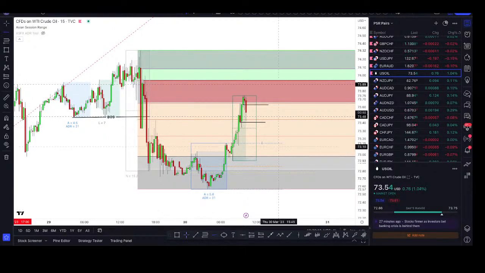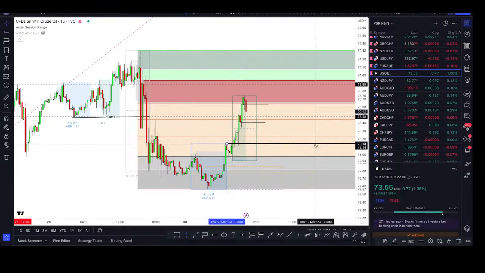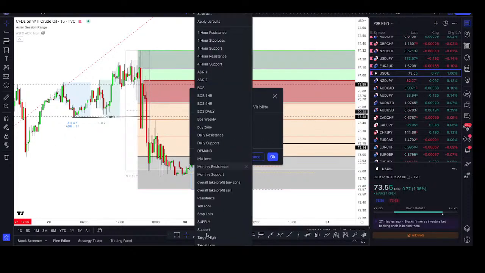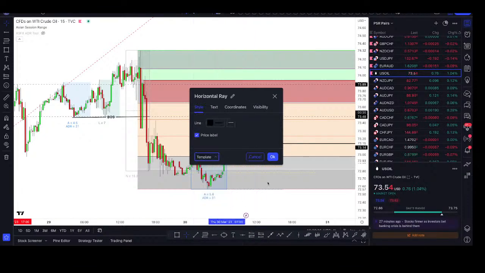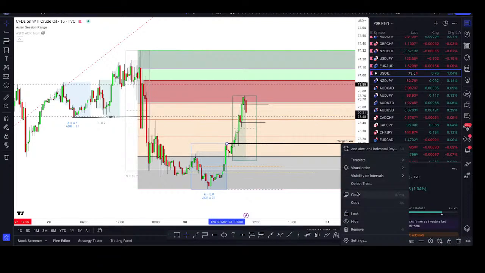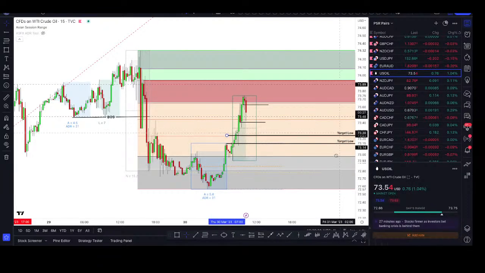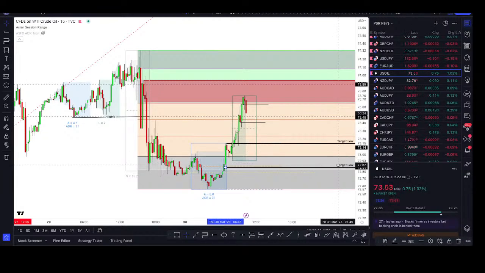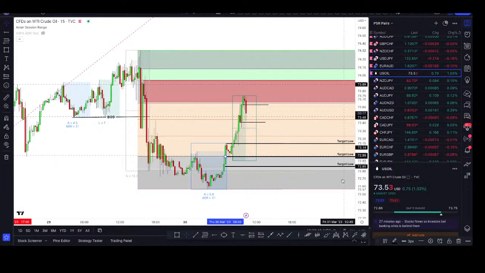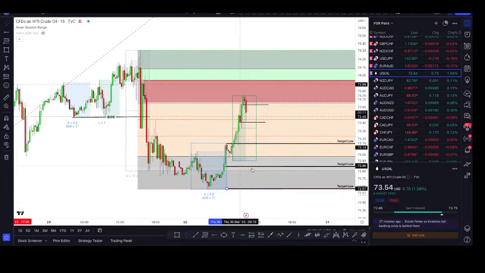You even got the fib levels to help you with your TP as well, but obviously everyone knows how that works. Your TP1 is here. Your TP2 is here. And your TP3 is here. So you've got an Asian high, low, and mid.